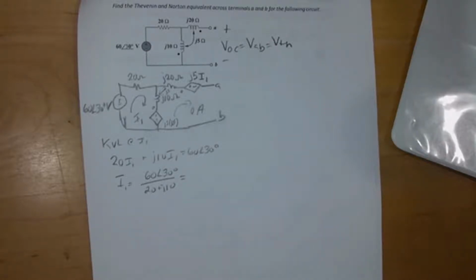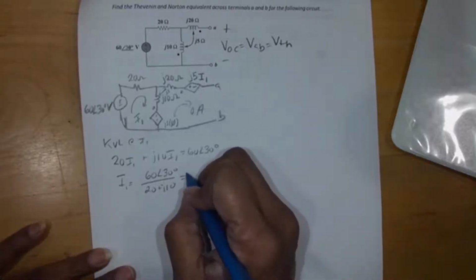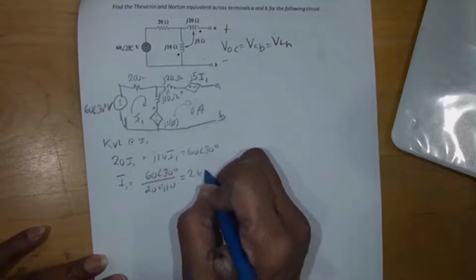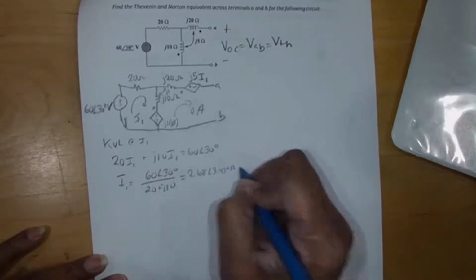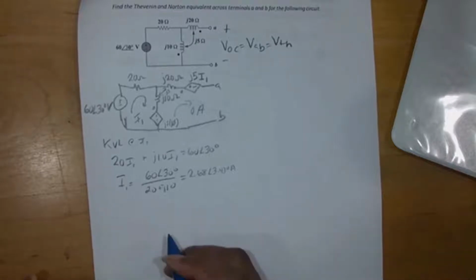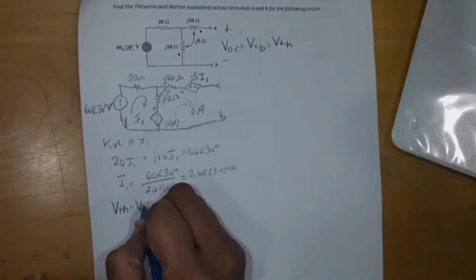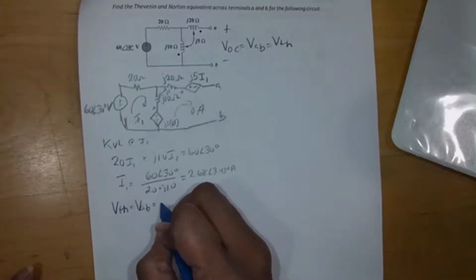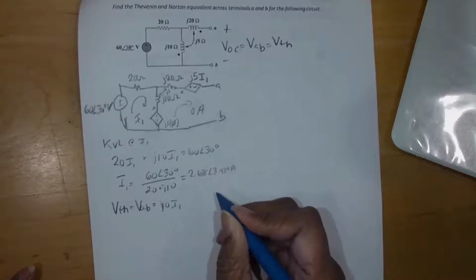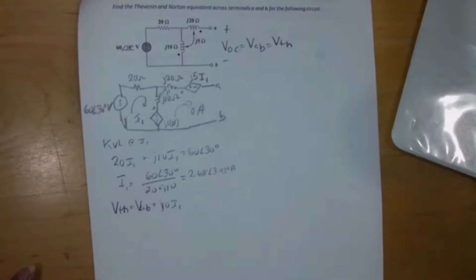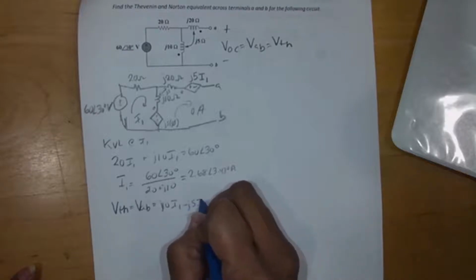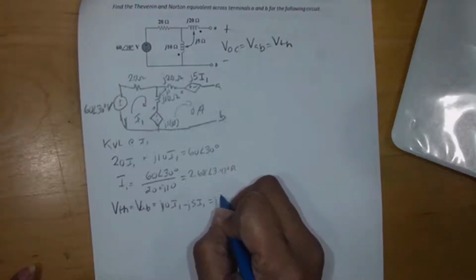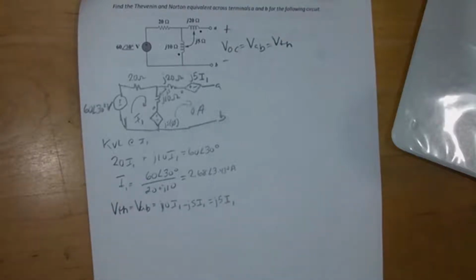Sage? 2.68 with an angle of 3.43. Very good. Amps. Okay. So then V Thevenin is the voltage across terminals A and B. So that should be the same as the voltage across J10 I1 minus J5 I1. So V Thevenin is J5 times I1.